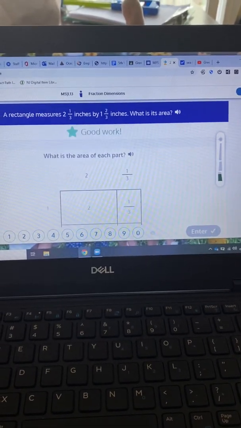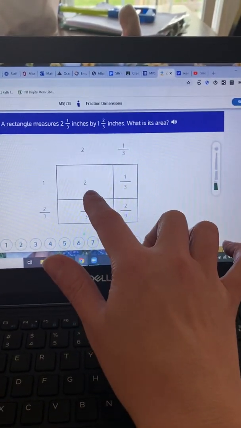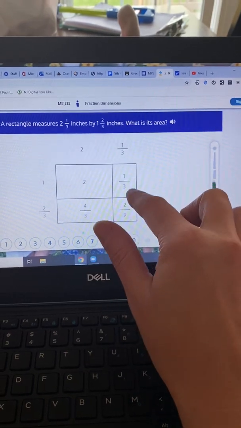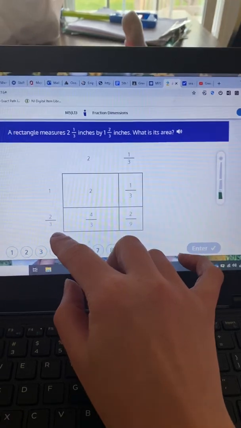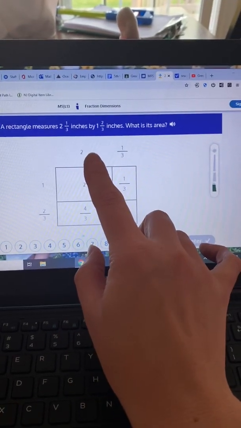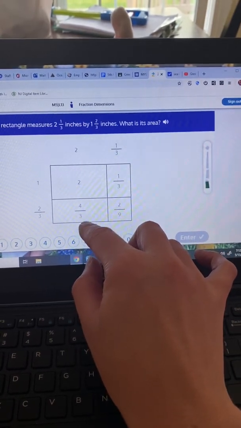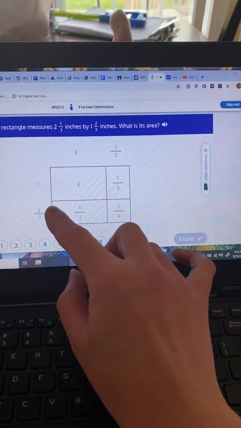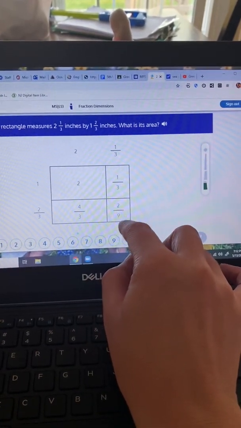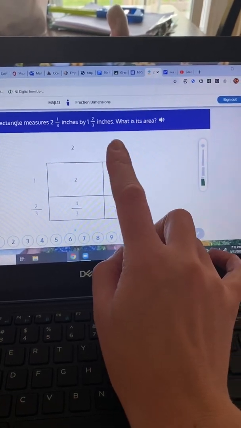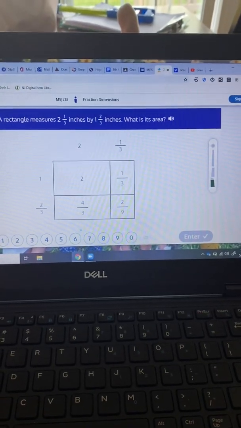It moved me on. Then it had me do my partial products. 2 times 1 is 2. 1 times 1/3, 1 times 1 is 1, bring down the same denominator. Then we did 2/3 times 2 whole. 2 times 2 is 4, 4 over 3. Then we did 1/3 times 2/3, and that goes right here, and that's 2/9, because 1 times 2 is 2, 3 times 3 is 9. So we have our partial products.